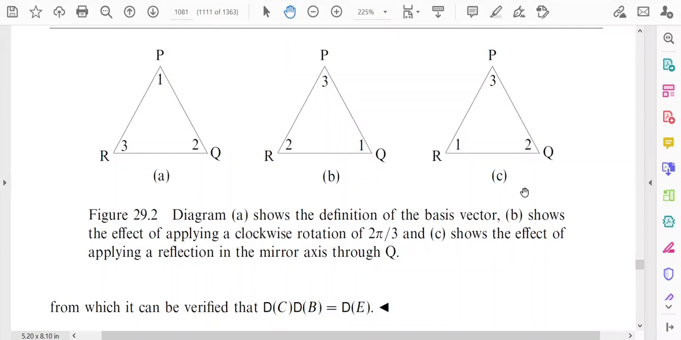So these are some typical examples for the application of the symmetry operations. But we have discussed all types of symmetry operations in some of our earlier lectures.